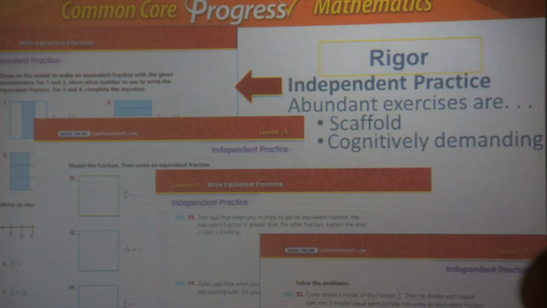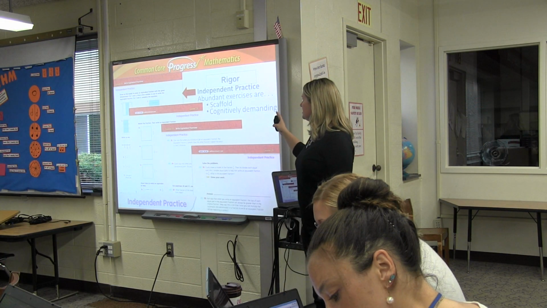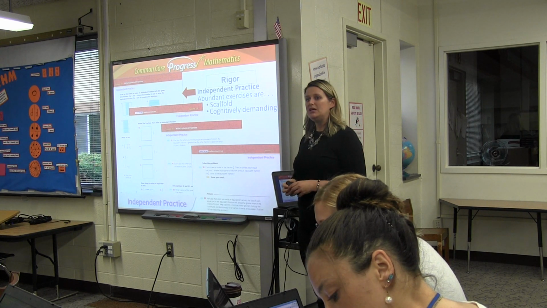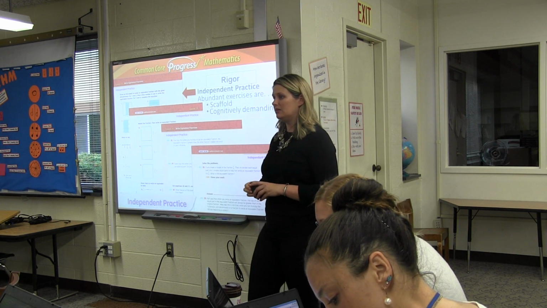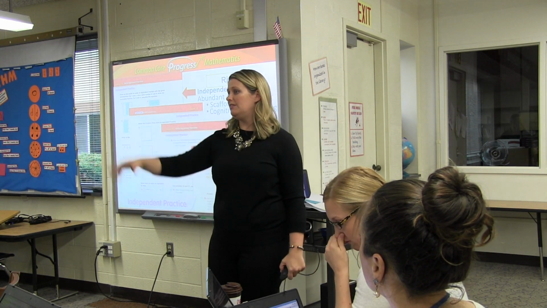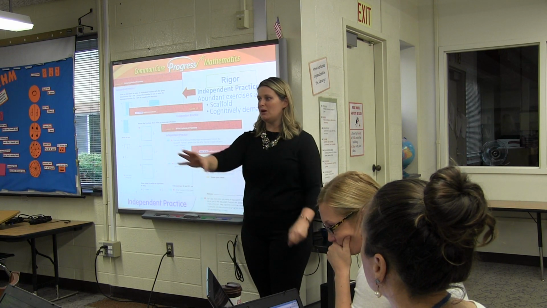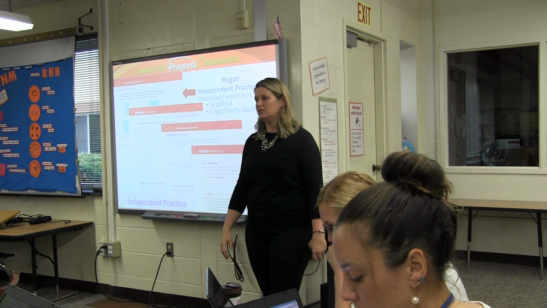When we look at the rigor, remember rigor is two parts. It's conceptual understanding and then fluency. So when we address independent practice, this is where we address rigor. So there's abundant practice, the exercises are scaffolded, and they're cognitively demanding. So with these exercises, you couldn't just say this table is going to do 1 to 5, this table is going to do 5 to 10, and this table is going to do 10 to 15. Because they would be getting the easiest problems and they would be getting the most difficult.